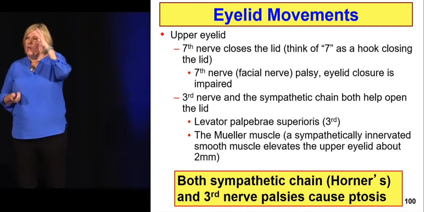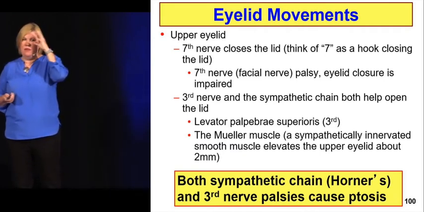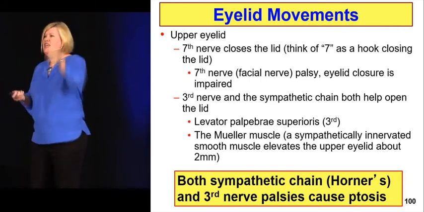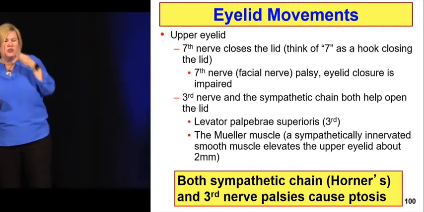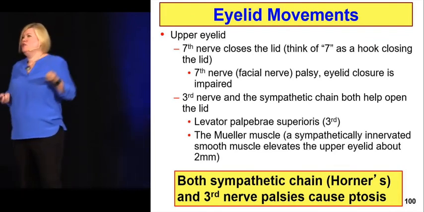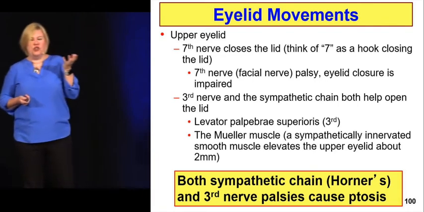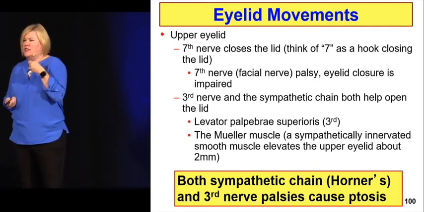How about how we open and close our eye? This pertains to the ptosis discussion. So from patients with Bell's palsy, remember that it's the seventh nerve that closes the lid, right? We close our lid with our seventh nerve, which is why they can't do it with any strength. So a facial nerve palsy, we have an impaired eyelid closure. You can think of the seven as a little hook that closes the eye.